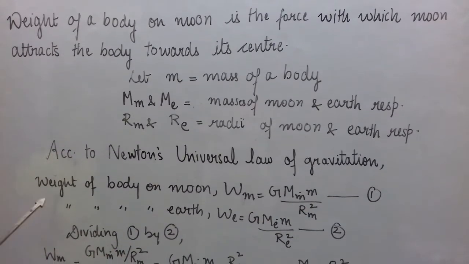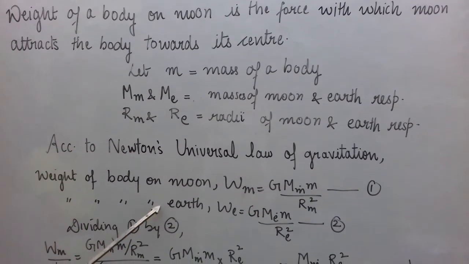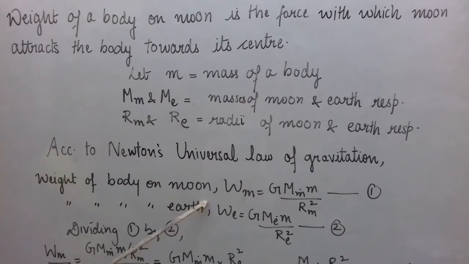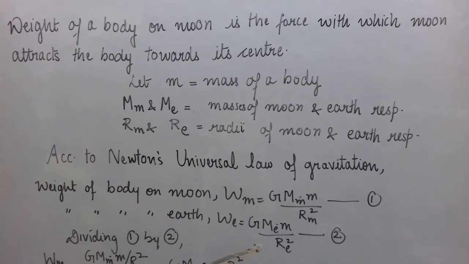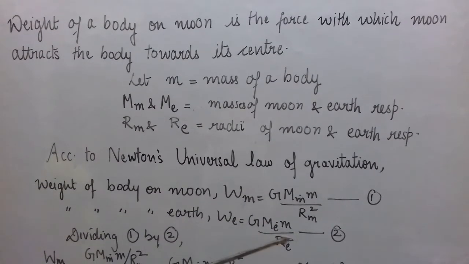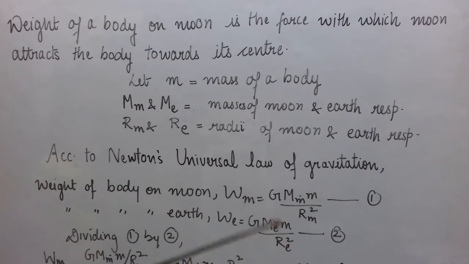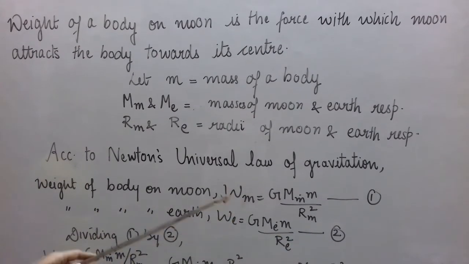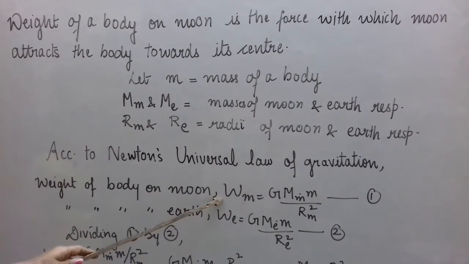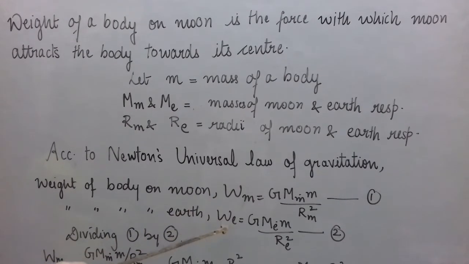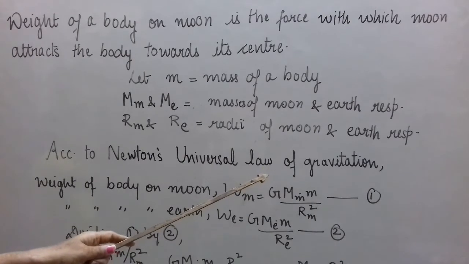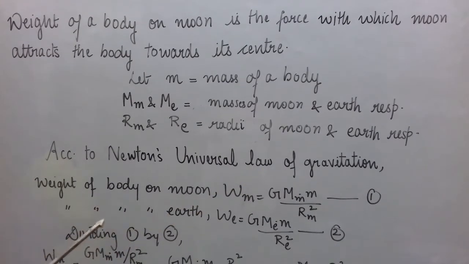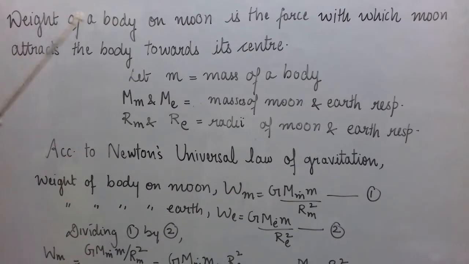Similar way we can write weight of a body on earth, which we can represent by We, is equal to capital G Me into m upon Re square. So number this equation as 2. So we have written two expressions, one for weight of a body on moon and the other for weight of a body on earth by using Newton's universal law of gravitation. For this derivation, you are required to define weight of a body on moon.